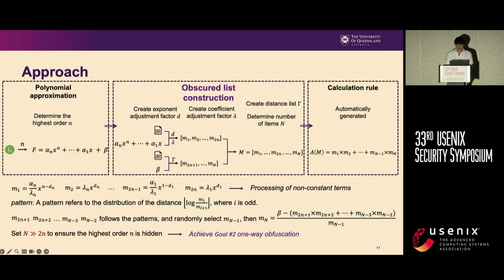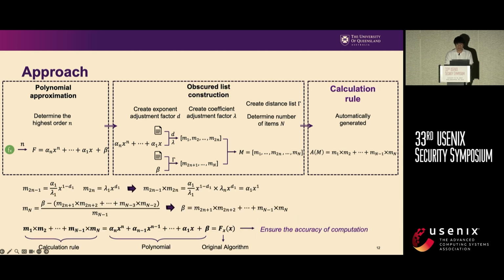So to construct the square list, we handle non-constant terms and constant terms separately. And finally, we will get a list containing two capital N M's in an obfuscation form. Importantly, we set the capital N to be much greater than 2n to keep the highest order n hidden. Since the small n is the only possible way to reverse engineer the original data, AlgoSpec achieves goal 2 when we obfuscate. Finally, we get the calculation rule automatically generated.